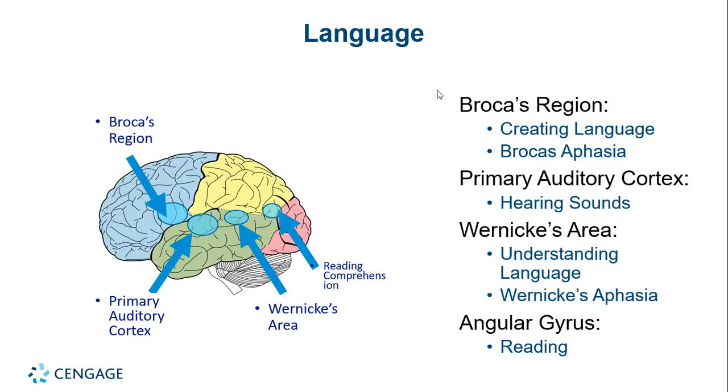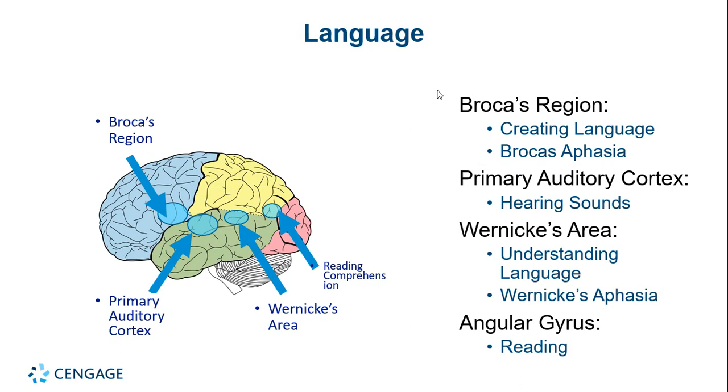Now, when we talk about language, language exists almost entirely in your left brain. And there's a few parts that help you with language. In your frontal lobe, you have Broca's region. And Broca's region helps you to create language. Right now, when I'm speaking to you, I am using Broca's region to find the right words and say them out of my mouth.